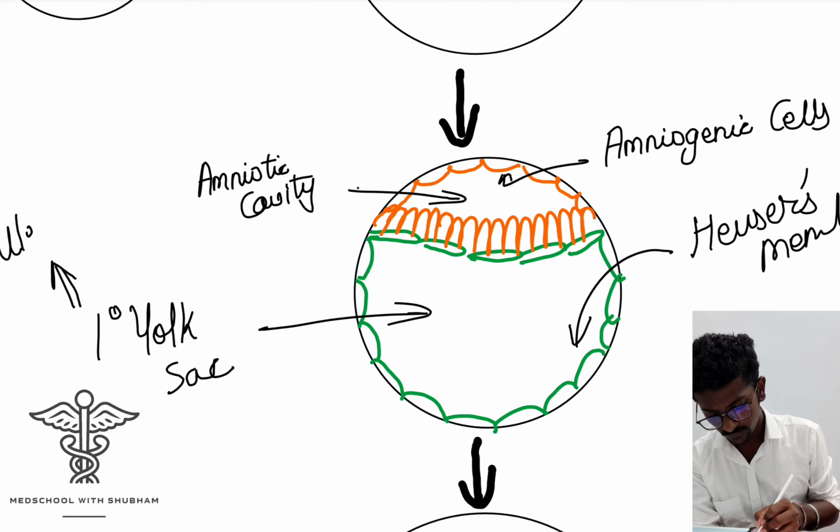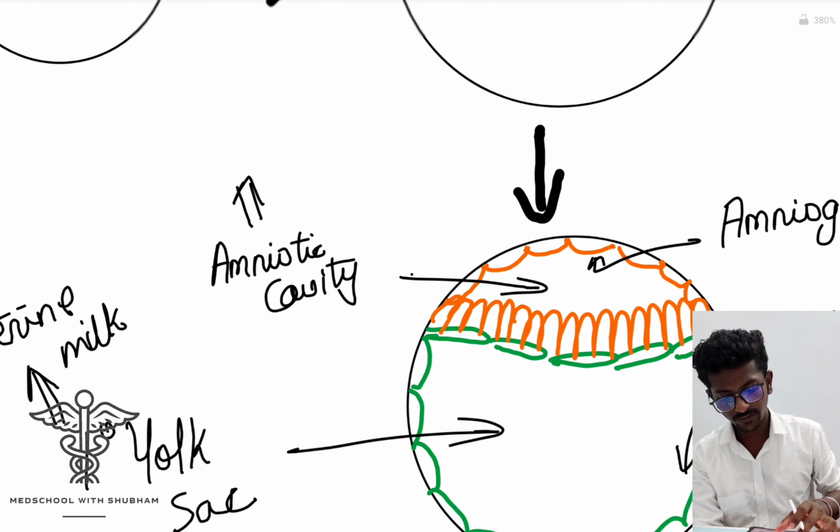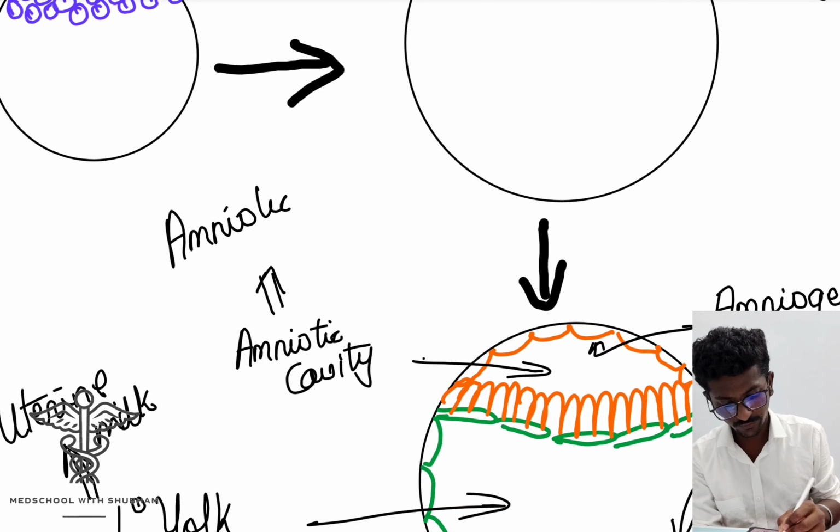This primary yolk sac contains the same uterine milk, and the amniotic cavity contains a fluid which is called the amniotic fluid.